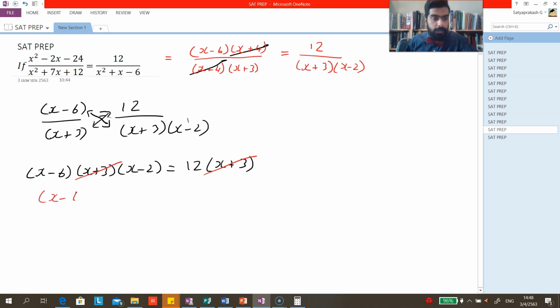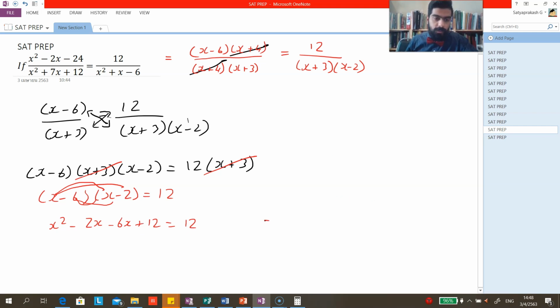We have (x minus 6)(x minus 2) is equal to 12. Now let's break the brackets. x times x is x squared, minus x times 2 is 2x. This would give us minus 6x. This would give us plus 12 is equal to 12. Right, guys?